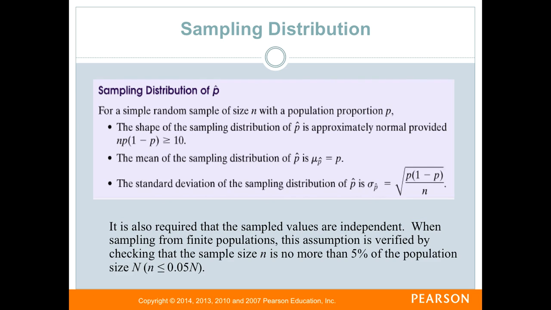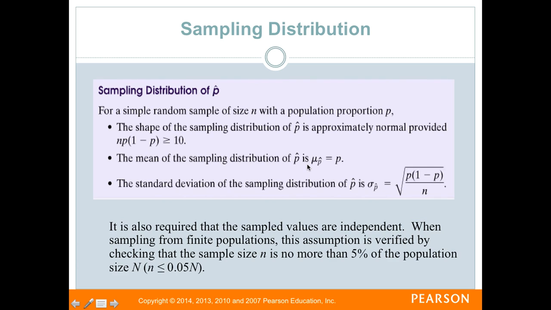And on a quiz or a test, I might ask you to show your work. I don't want you to just say it's normally distributed. I want you to actually go in and say n times p times 1 minus p is 40, so it's at least 10, so we can say that it's normally distributed. If it's not at least 10, we can't really say that.